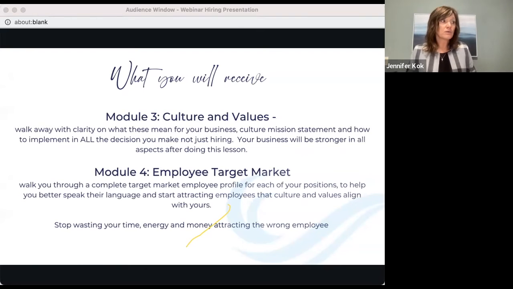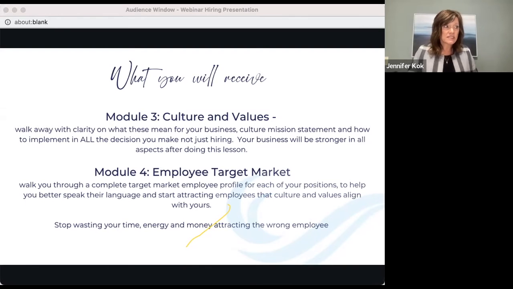You are going to walk away with clarity and a culture mission statement. And what do you do with that mission statement? Well, I will tell you, there's ways you can implement it easily, just little small steps. It takes time and you just build it. And it can help you impact all decisions in your business, not just hiring. So your business will be stronger in all aspects, not just the hiring.